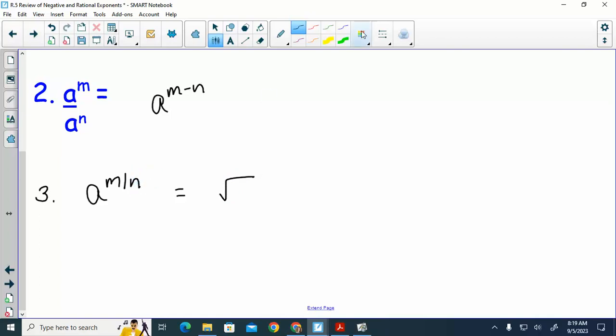The denominator is what's called the index on the radical. And then that m, that numerator, can actually be written either inside or outside the radical. Both ways are equivalent. When we're doing that, the m over n has to be in lowest terms before we do this. So, if you had a 3 over 9 power, you would want to go ahead and reduce that first. But then we can turn it into a radical.